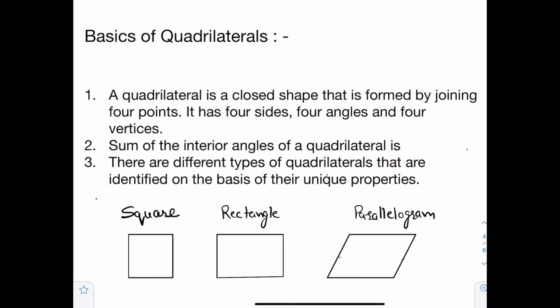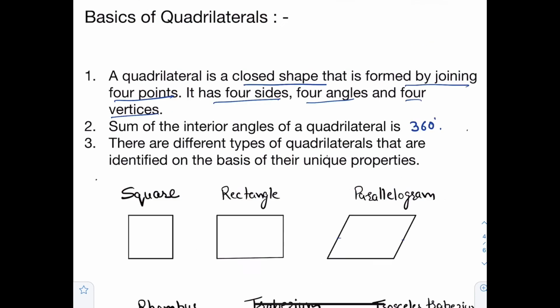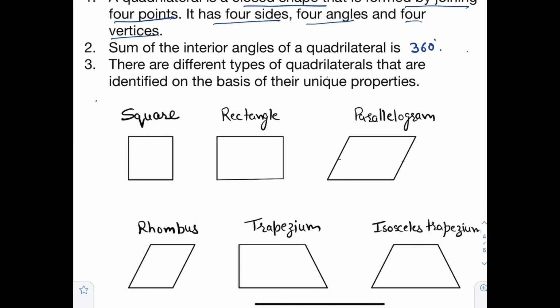Basics of quadrilateral. A quadrilateral is a closed shape that is formed by joining 4 points. It has 4 sides, 4 angles and 4 vertices. Second, the sum of the interior angles of a quadrilateral is 360 degrees. Third, there are different types of quadrilaterals. They are identified on the basis of their unique properties.